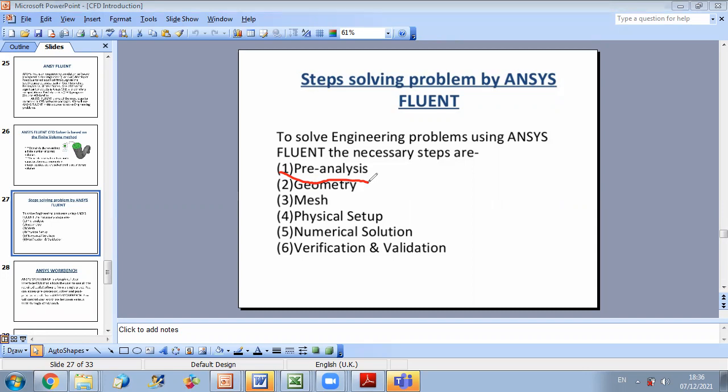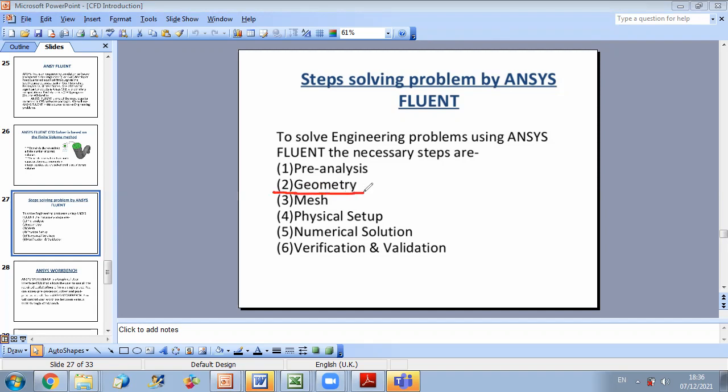This will allow you to simplify your geometry, and the more your geometry is simplified, the easier the results will be to obtain, because a complex geometry will require a more complex mesh and will require more time to solve. So if we can do some simplifications without affecting the physics, we can do it in the pre-analysis step. Then we will draw the geometry.